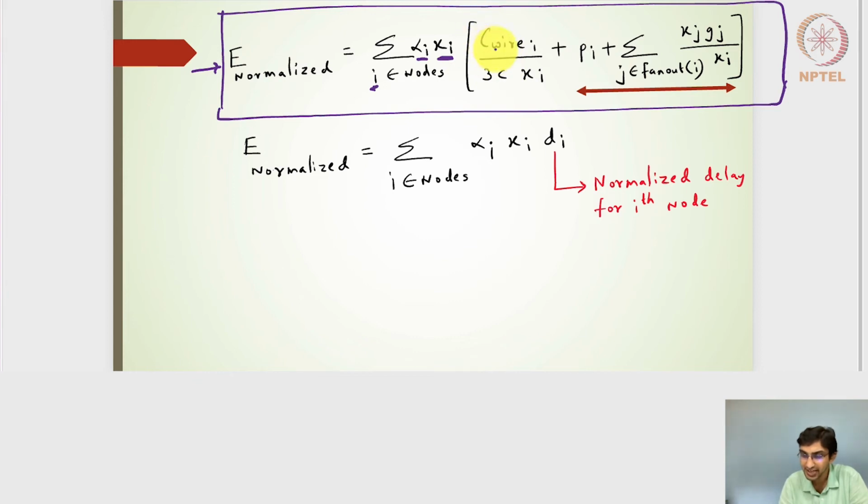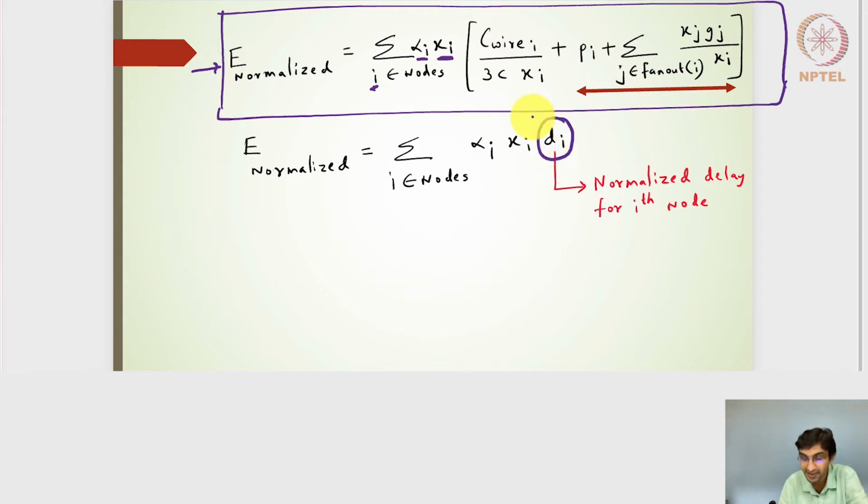And so I will have C wire of i capacitance divided by 3C and then xi, because xi is taken out. Instead of xi pi, we now have pi. And then in the summation we will have xj gj, the logical effort of the jth gate or the jth stage, divided by xi, because this xi has been taken out. If I look closely at this expression of pi plus the summation of xj gj by xi, this term is actually the delay term.